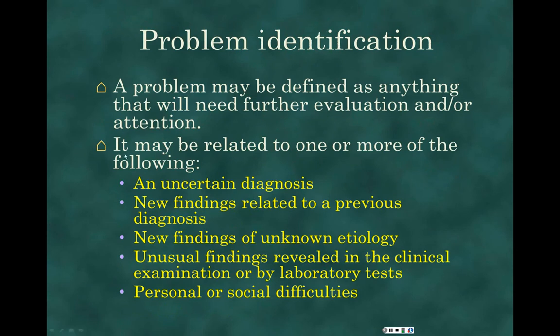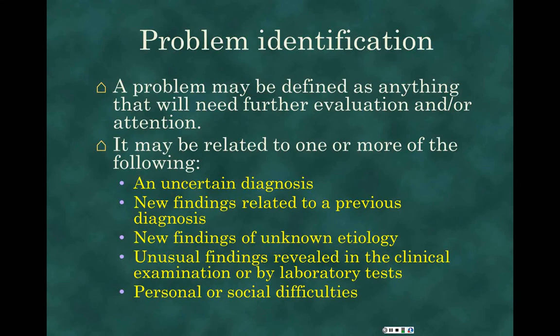The problem identification is critical. A problem can be defined as anything that is going to need further evaluation and/or attention. It may be related to one or more of the following. So, for instance, if you really can't decide on a final diagnosis, if you have an uncertain diagnosis, you may wind up just putting a symptom because you haven't really decided what the actual cause of this problem is yet.